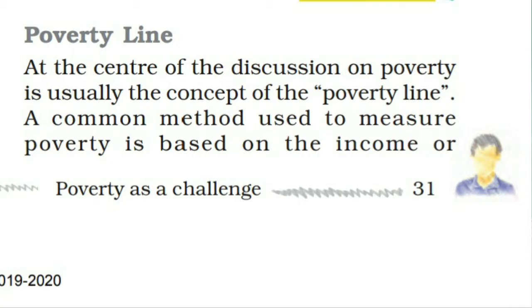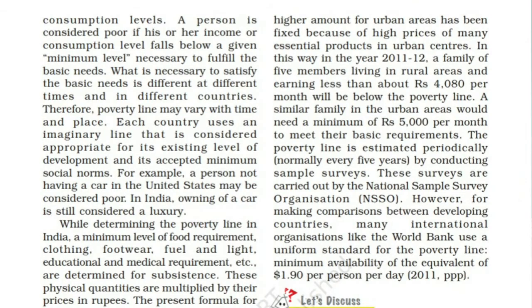Last day, we discussed social exclusion and vulnerability. Who are vulnerable to poverty? We discussed that. Next, we can discuss the poverty line. So here, there is a concept of the poverty line. A common method used to measure poverty is based on income or consumption levels. So how can we find out the poverty line? The common method uses the income level and also the consumption level.